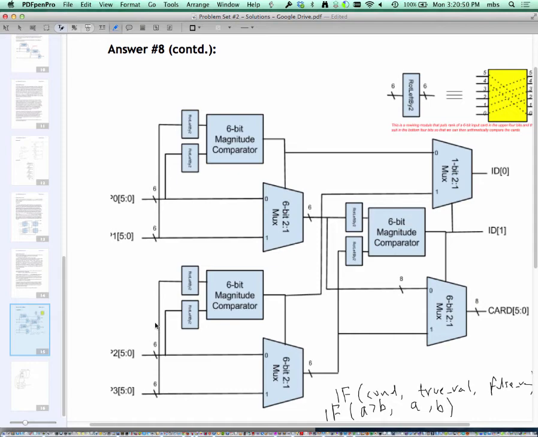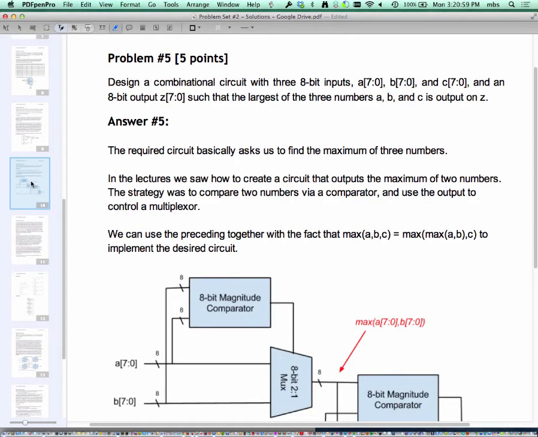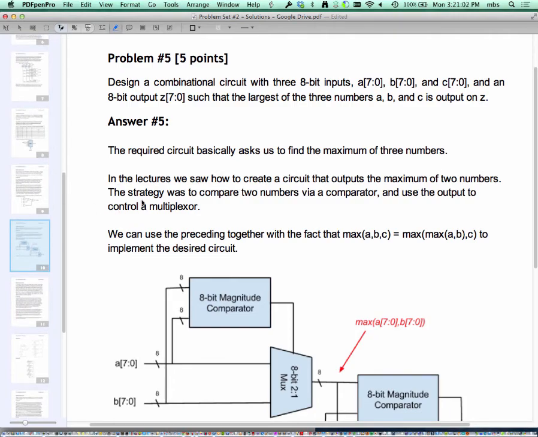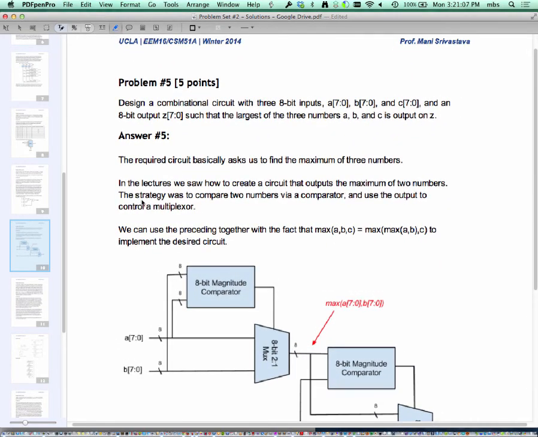Okay, so let's look at which next problem. Let's look in a similar way at this problem. I'm given 3 8-bit inputs, A, B, and C, and I need to find the output which is the largest of the 3. So this basically boils down to: inside that, max of ABC is max of AB, take the result, and then use another max function with the remaining number and do the max of that.